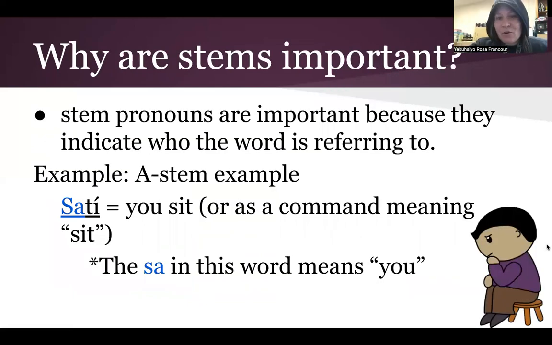Why are stems so important? Because not only do they give you an overview of the patterning system of how our verbs conjugate, but they indicate who the word is referring to. So when you talk about a verb or a verb conjugation or a command like study, who are you talking about? The SA in study is you. It's talking about you. You sit. Okay. So that's what we want to know. We want to know who we're talking about.